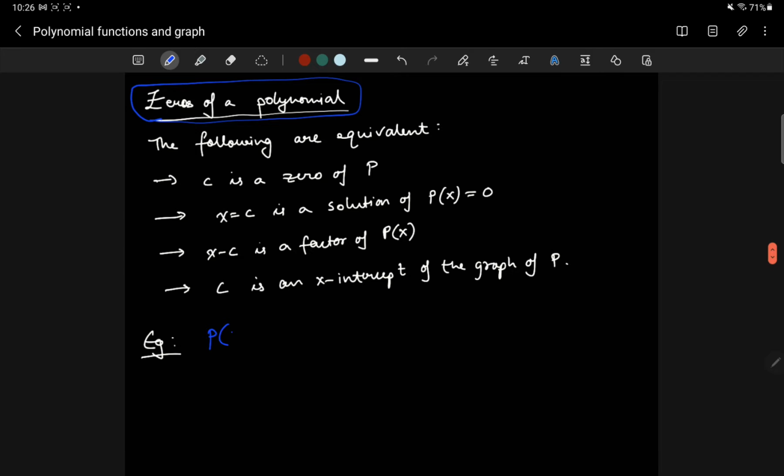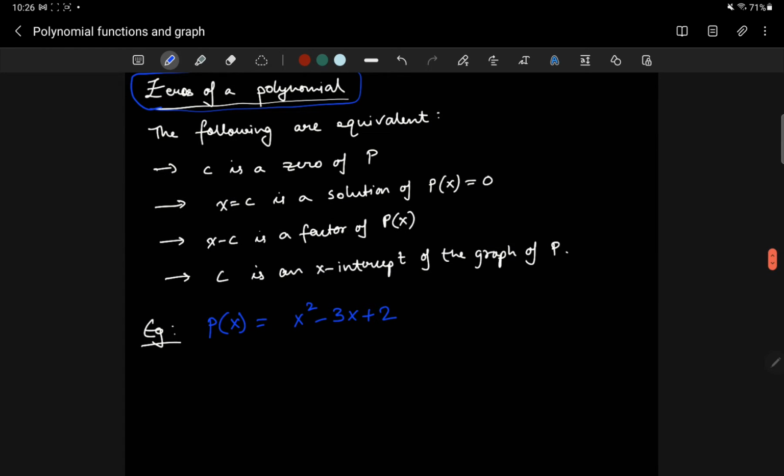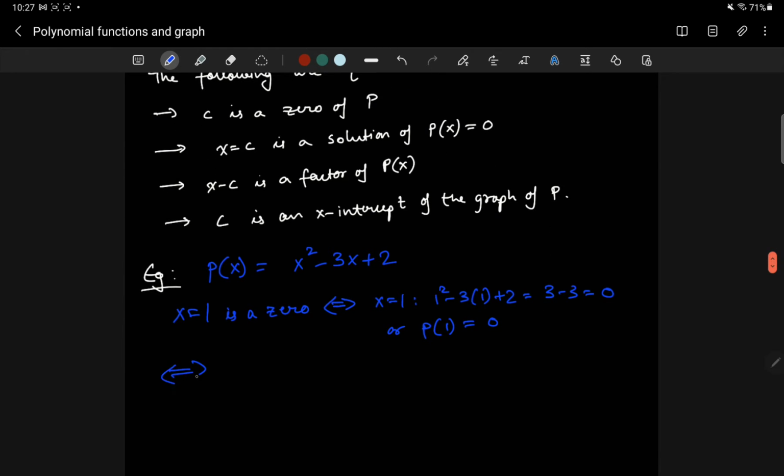For example, let's say my polynomial is x squared minus 3x plus 2, and I tell you that x equals 1 is a zero. So what else does that mean? That also means that if I plug in x equals 1, it gives me 1 squared minus 3 times 1 plus 2, which is 3 minus 3, which is 0, or p of 1 is 0. It also means that x minus 1 is a factor of p(x).